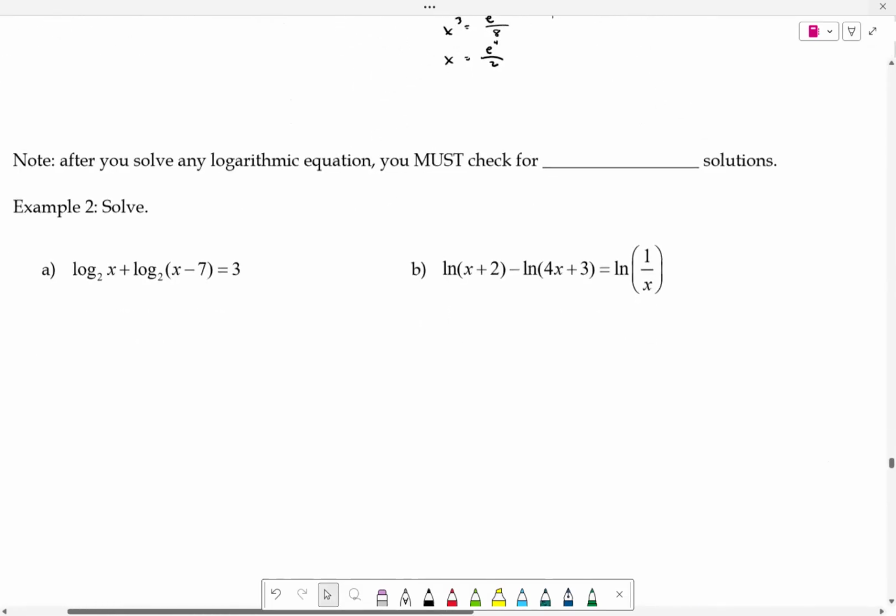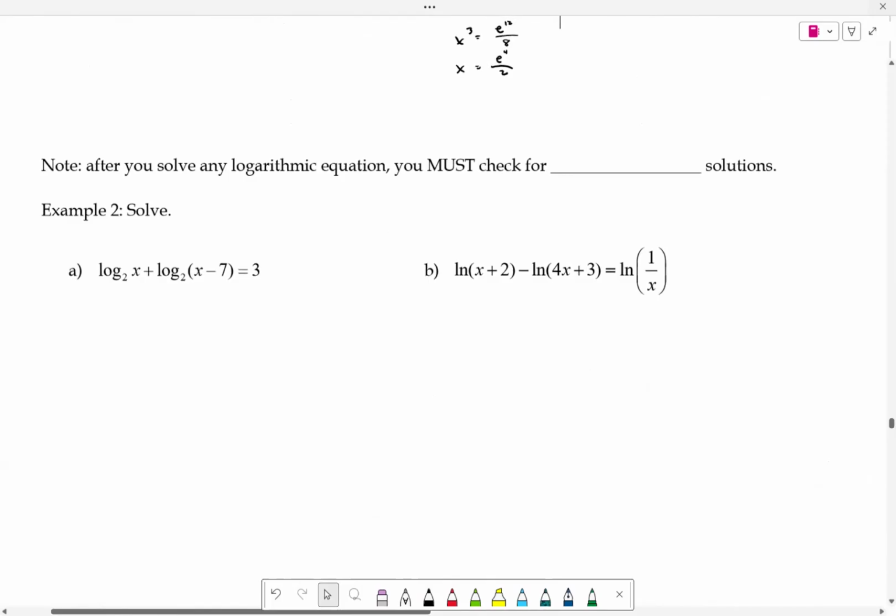Okay, note after you solve any logarithmic equation, you must check for extraneous solutions. And these are specific for logarithms because the domain of logarithm is limited. So just be careful.